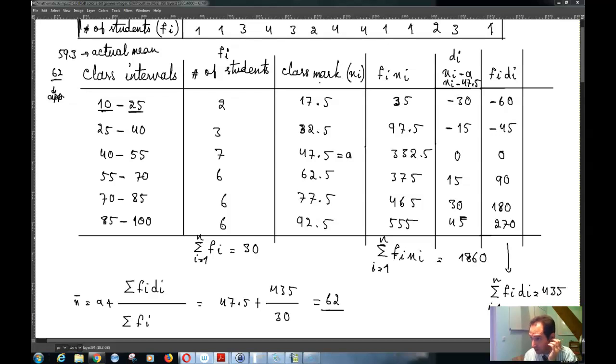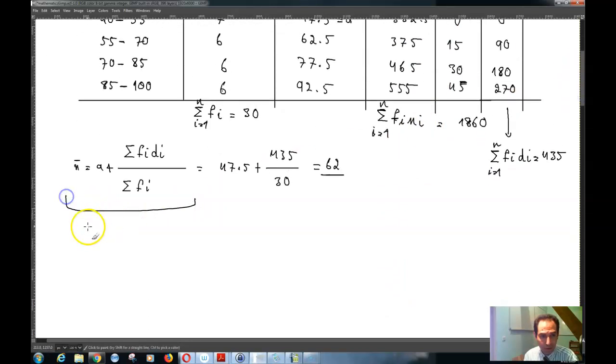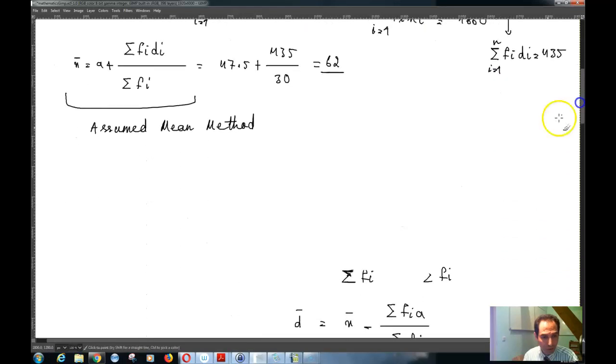Now the method discussed above, with this formula and all of the process that we talked about here, is called the assumed mean method, simply because we assumed some mean over here, and then the rest of the story, of course, you already know. So that is basically that.